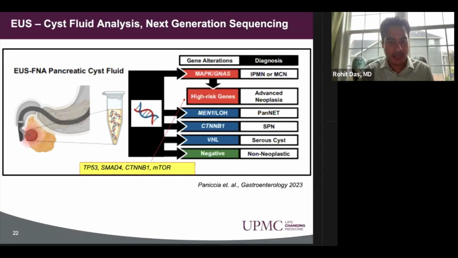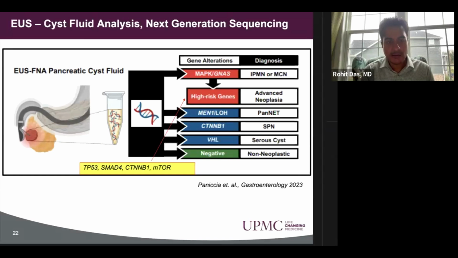And so this diagram from that paper, I think, very nicely shows how different mutations correlate with different diagnoses. Going from the top to the bottom, in red, you can see that mutations in GNAS, which is an oncogenic protein, and proteins involved in the MAP kinase or MAPK signaling pathway, are highly associated with mucinous cysts. These mutations in GNAS and MAP kinase are diagnostic for mucinous cysts, but do not predict high-risk pathology. High-risk genes, on the other hand, like TP53, SMAD4, CTNNB1, mTOR, to name a few, not only are associated with mucinous cysts, but also are very predictive of advanced neoplasia.